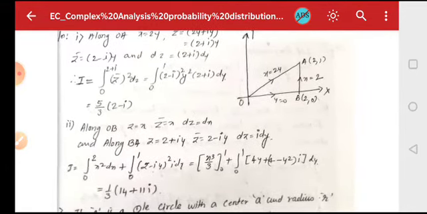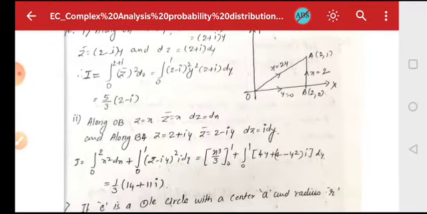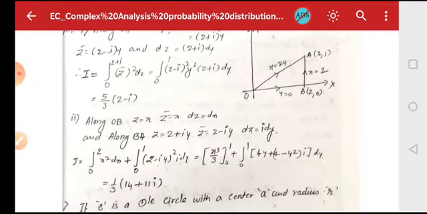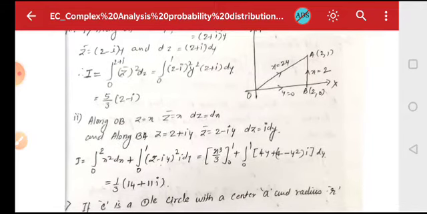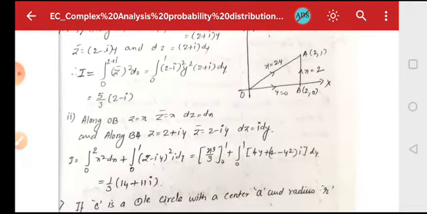Now in the second case, along OB, z equals x, z bar equals x, dz equals dx, and along BA, z equals 2 plus iy, z bar equals 2 minus iy, and dz equals i dy.